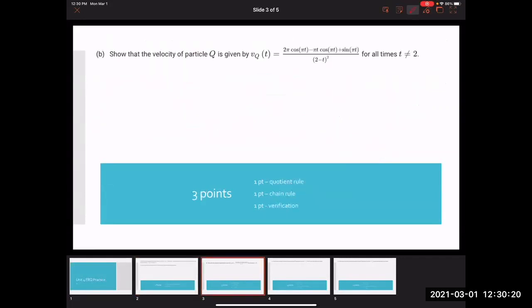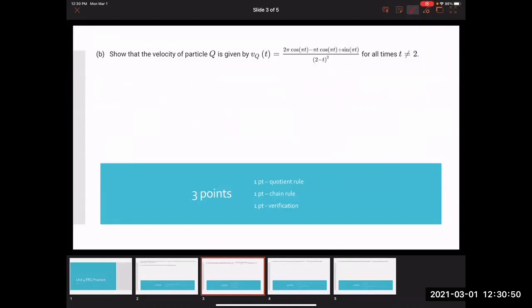All right, so now the second part says, show that the velocity of particle Q is given by v sub q of t equals, and then they give you this long expression, for all times t cannot be 2. Now, if it ever tells you to show that or verify that or prove that, you're essentially doing what it's telling you to do, and just hopefully at the end of it, you get what they're saying you should get. This is a 3-point problem.